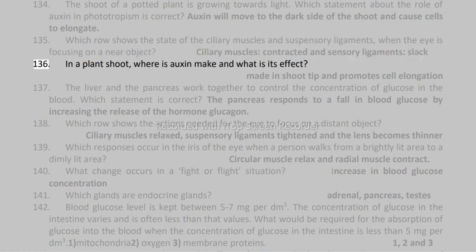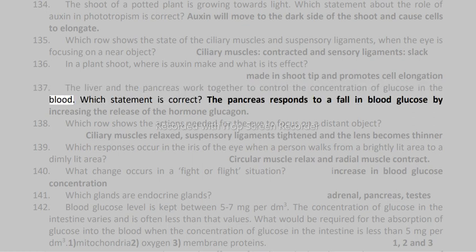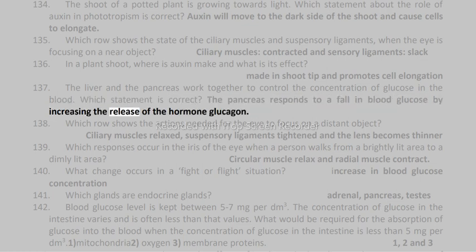136. In a plant shoot, where is auxin made and what is its effect? Made in the shoot tip and promotes cell elongation. 137. The liver and the pancreas work together to control the concentration of glucose in the blood. Which statement is correct? The pancreas responds to a fall in blood glucose by increasing the release of the hormone glucagon.